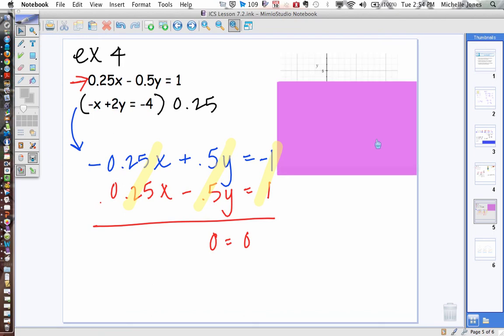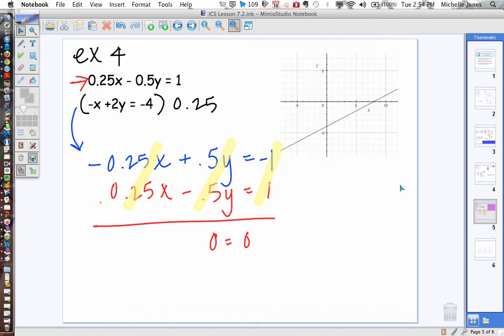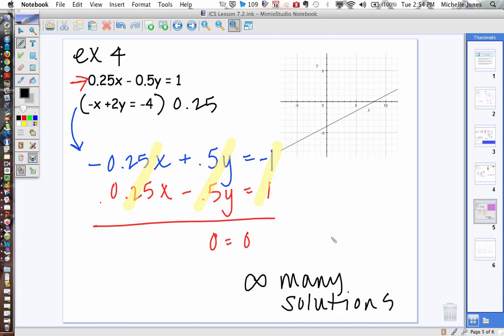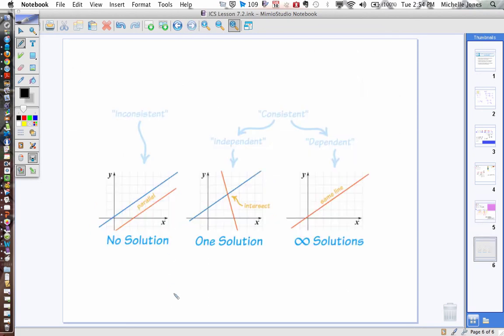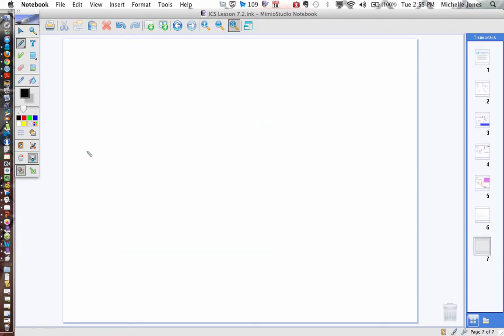Let's look at the graph of this and see what we can conclude. The graph of these two functions is actually right on top of each other. So because it's the same line, we say that it has infinitely many solutions. There are an infinite number of possibilities for where these two lines intersect because they are the same line. So here's just a quick reference. Consistent would be if there's one solution, or like the last one we did, infinitely many solutions.